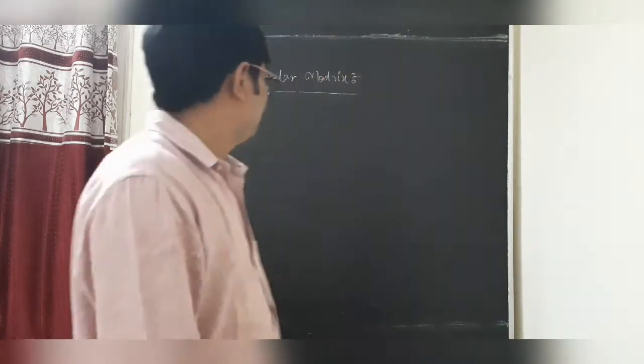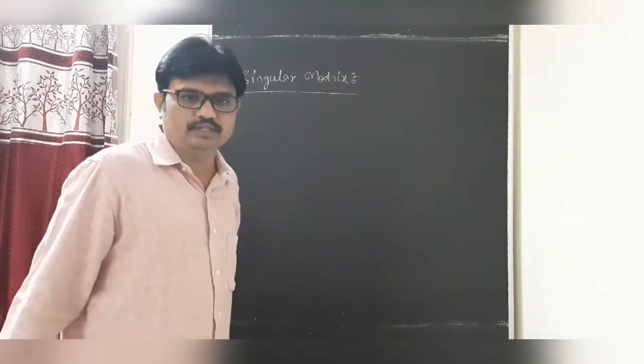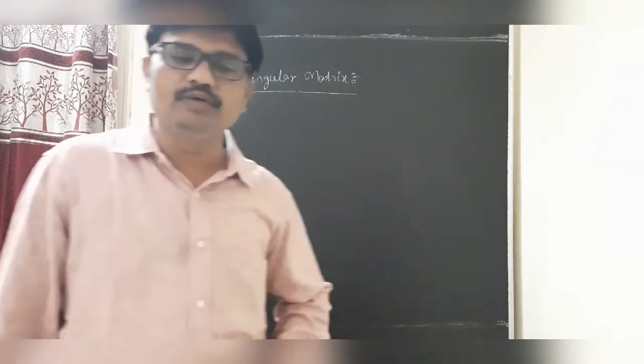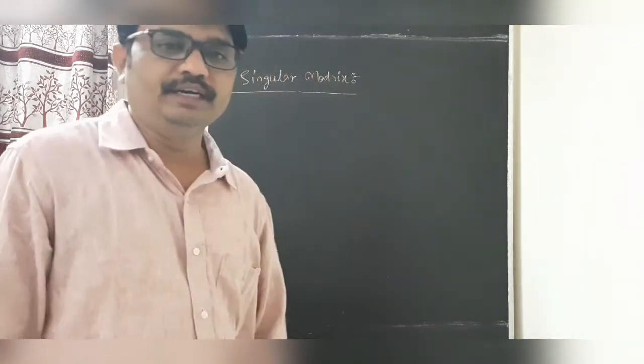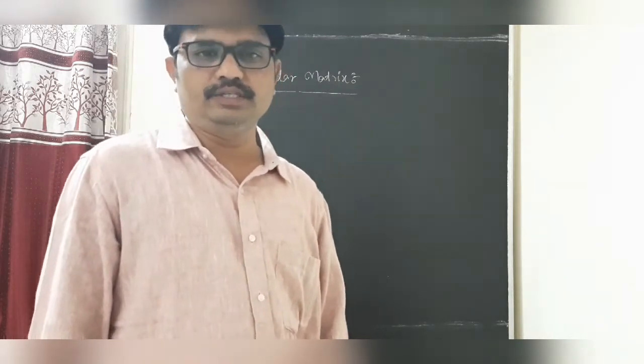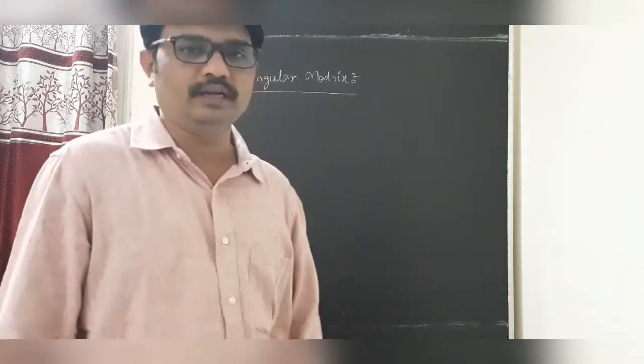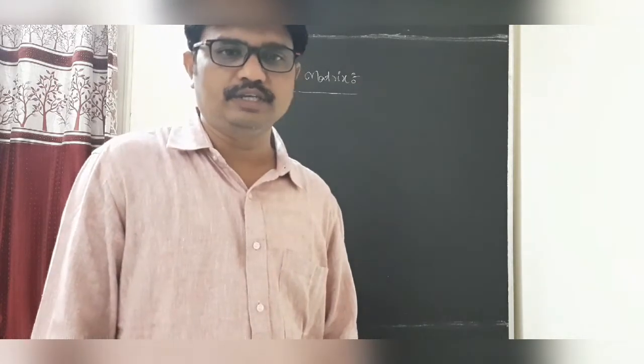Today we are going to discuss determinants. First, we are going to discuss the singular matrix. If the determinant of a square matrix is 0, then it is called singular. Otherwise, it is called non-singular.